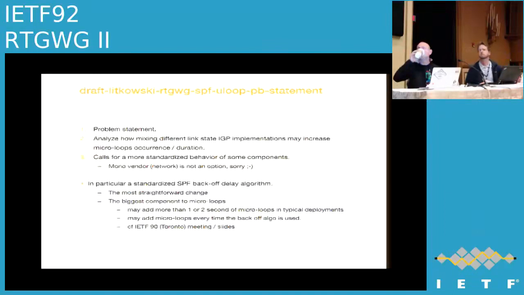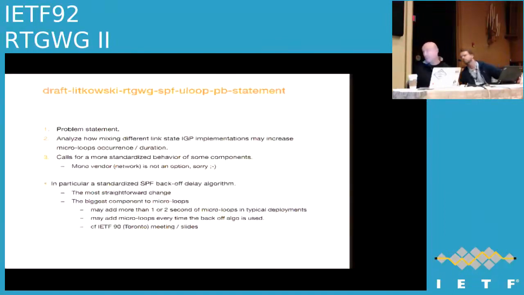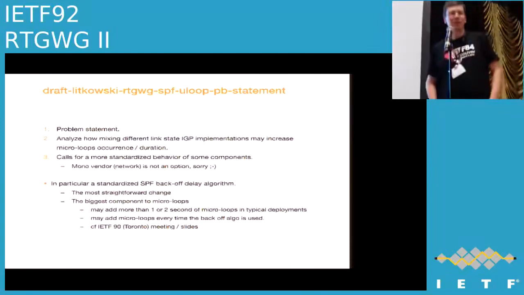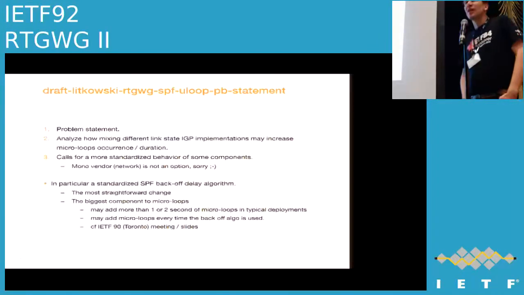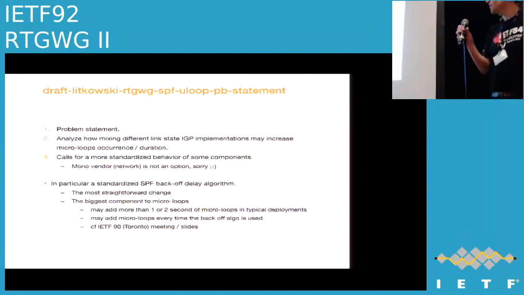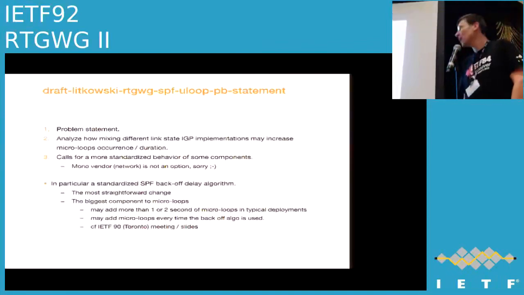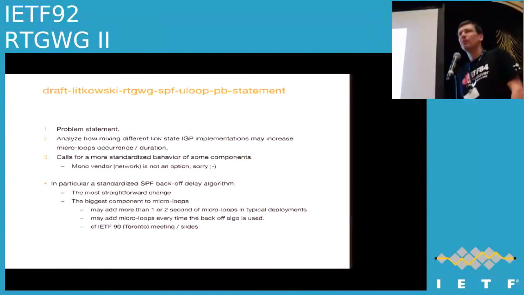The draft defines the problem statement, and then it analyzes how mixing different implementations creates longer microloops and more microloops. And then it calls for a standardized behavior for some components of the SPF. Mostly, it calls for a standardized SPF backup algorithm, because we've seen in Toronto that it is the most straightforward change, and it is the biggest contributor to microloops. It could be 1 or 2 seconds of additional microloops just for this delay. And it adds microloops every time the backup algorithm is used, which is anytime the failure is bigger than a link failure. So if you have a node failure or an SRLG failure, you run into a backup algorithm and you have microloops.